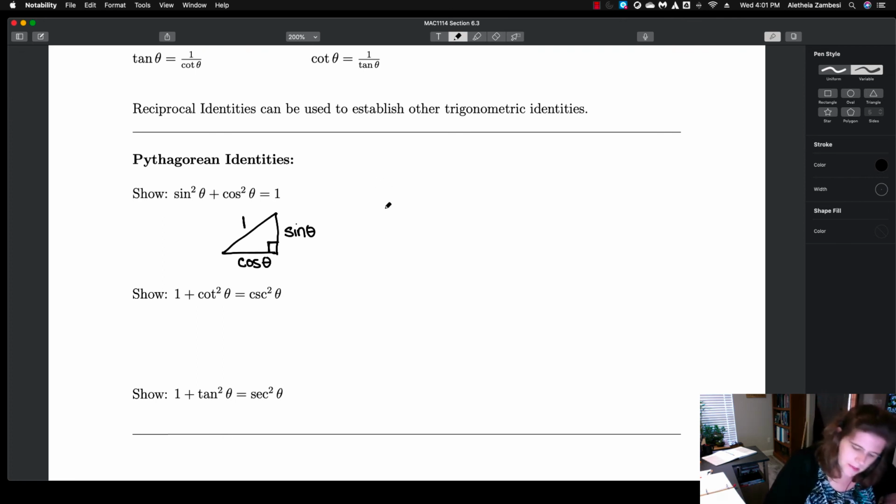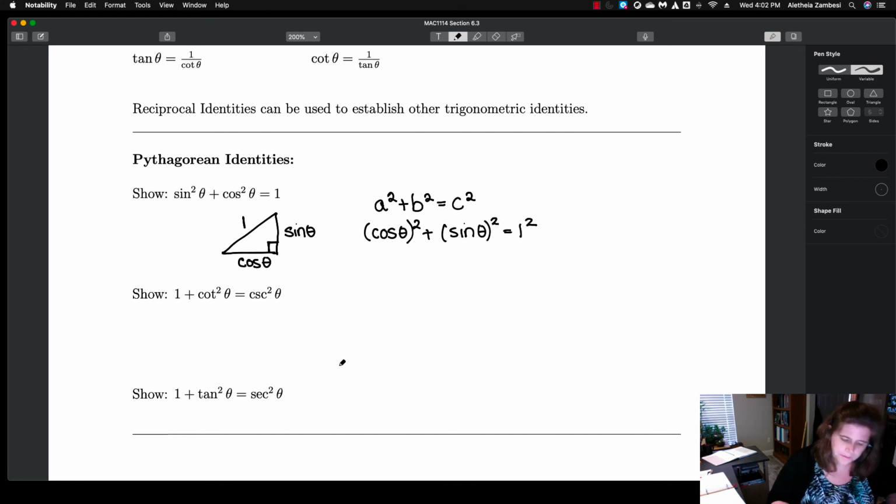The Pythagorean theorem states that a squared plus b squared is equal to c squared in a right triangle. So if I match this up with this right triangle that's in the unit circle, then a and b are your legs and c is the hypotenuse. So here we have cosine of theta squared and sine of theta squared, the order doesn't matter, is equal to 1 squared.